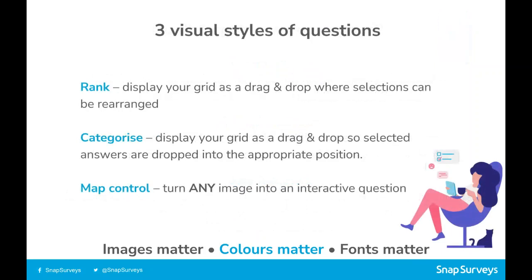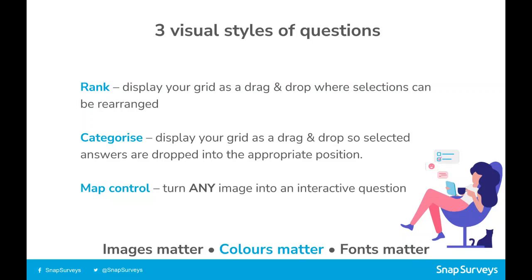We're going to be looking at 3 visual styles today. We're going to be looking at rank. We're going to display that as a drag and drop and selections that can be rearranged. We're going to look at categorize, where people can put their option in the appropriate position. And we're also going to look at map control, where you can turn any image into an interactive question.